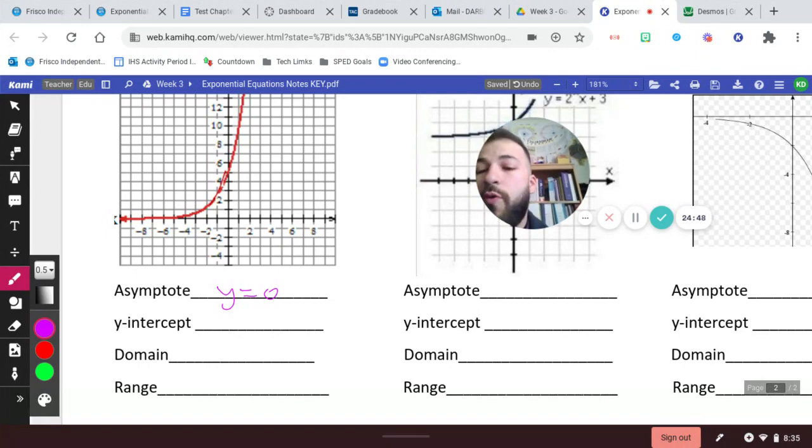So our asymptote, y equals 0. Our y-intercept, remember y-intercept is where it crosses the y-axis, it is always a point. So we list our y-intercept as (0, 5) there.